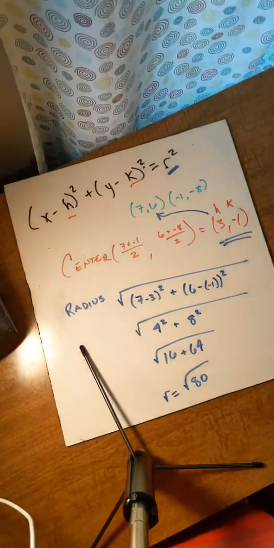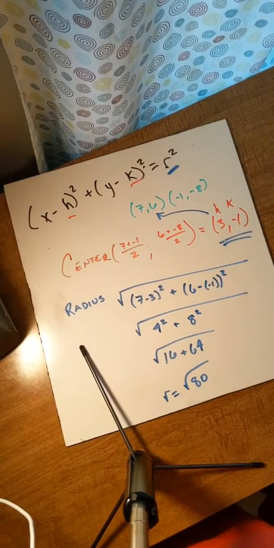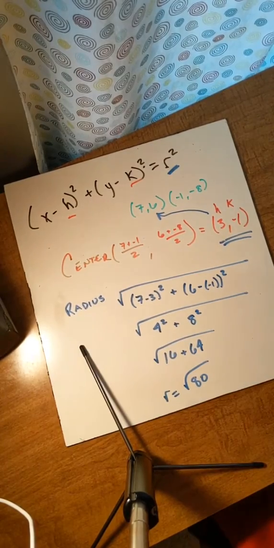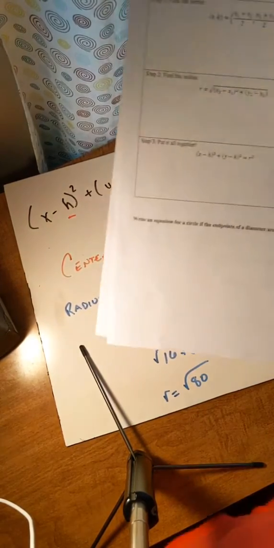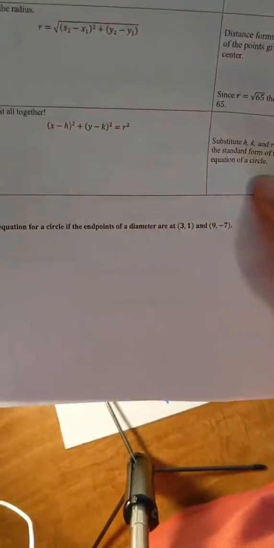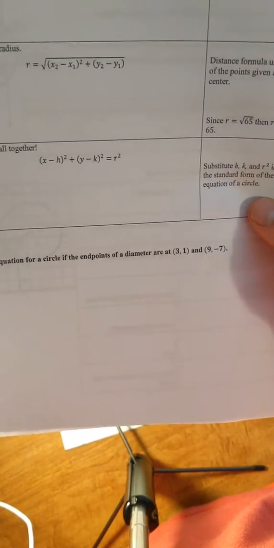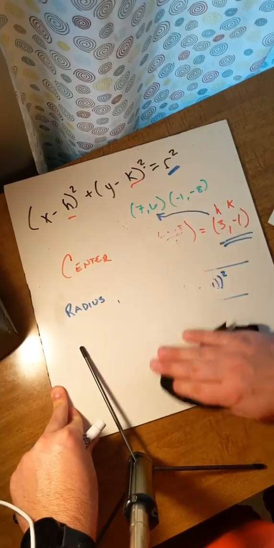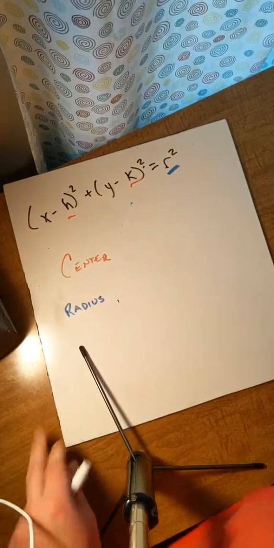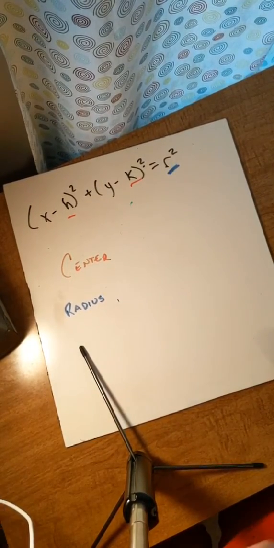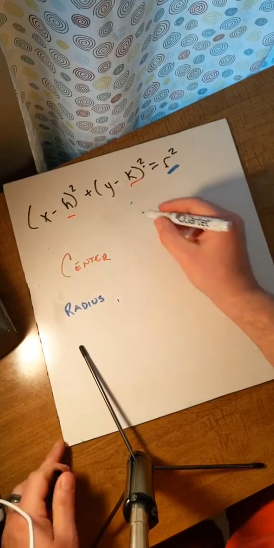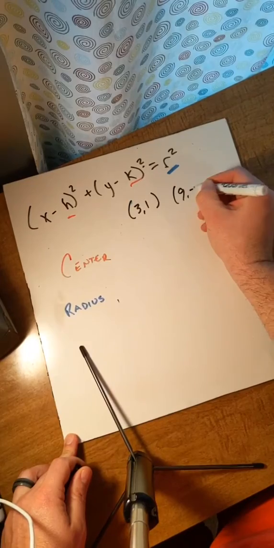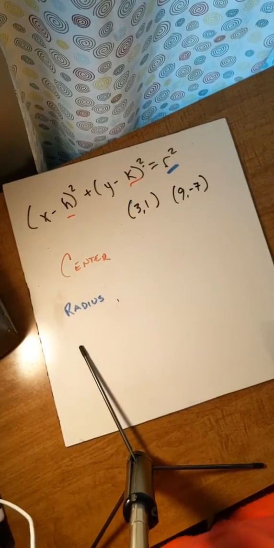Okay. Next, we're going to go through the next example problem, so you guys can see the pattern here and repeat it. Next example problem, very similar. Same thing, we just have 3, 1, and 9, negative 7. So I'm just going to erase that. So we got the points 3, 1, and 9, negative 7.